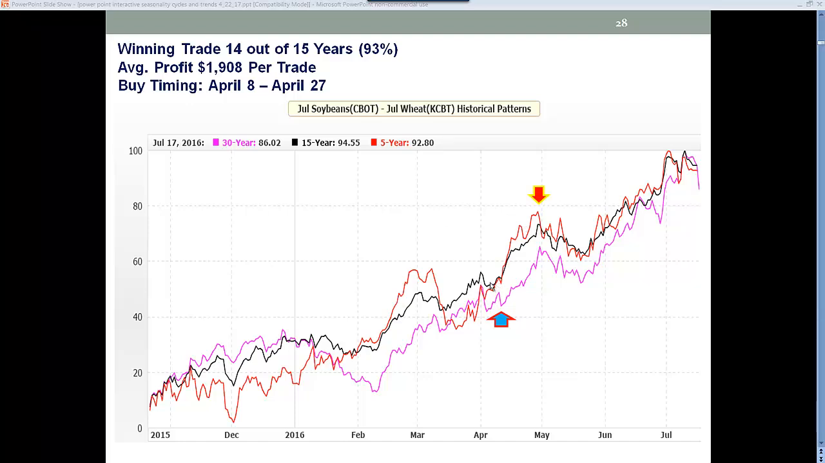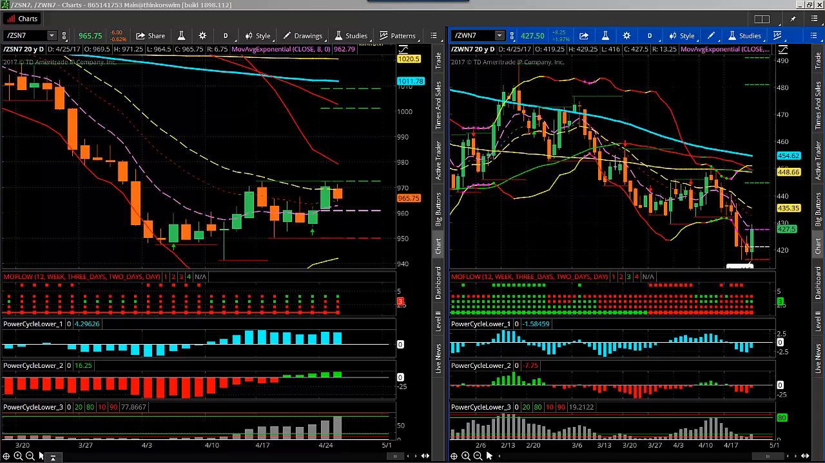But what you need to do is overlay a cycle indicator to make sure that you get a good entry into this potential seasonal trend. Sometimes it may not happen. One year it didn't. So here's how it looks for this year, 2017.